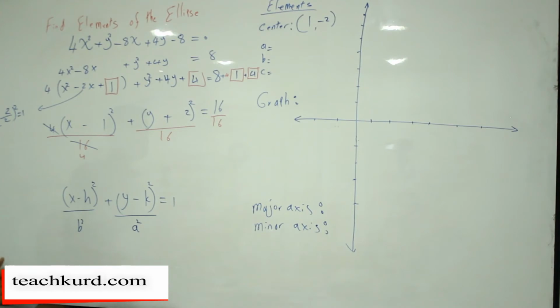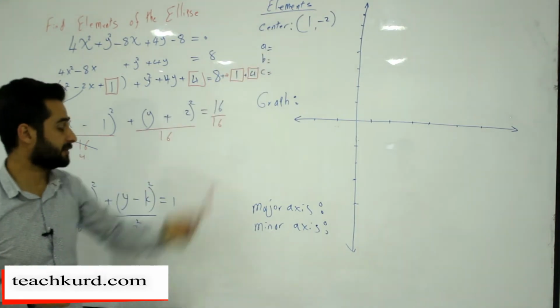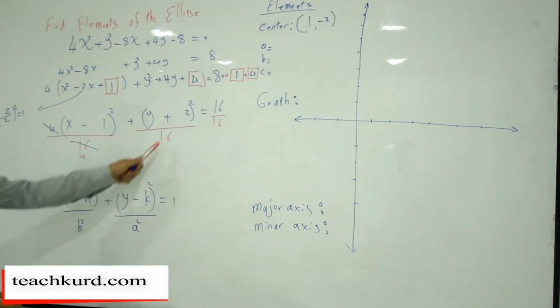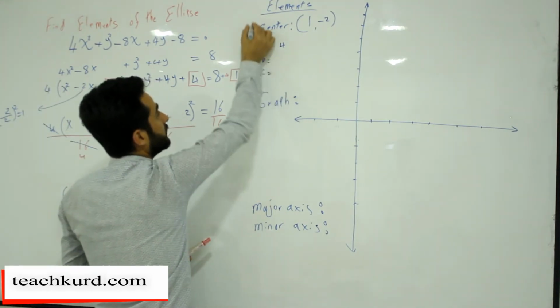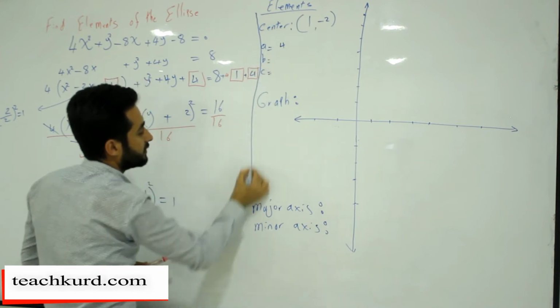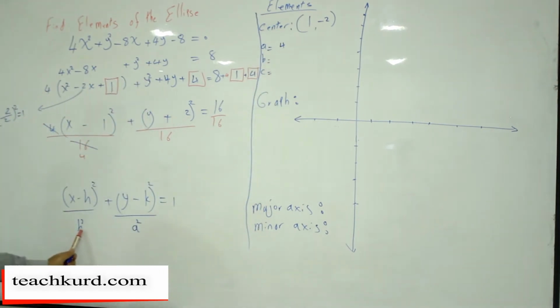After the center, we have to find a, b, c. What's a? a squared is equal to 16, so a is equal to 4. Sorry, let me separate this. And then b squared is equal to 4, so b is equal to 2.